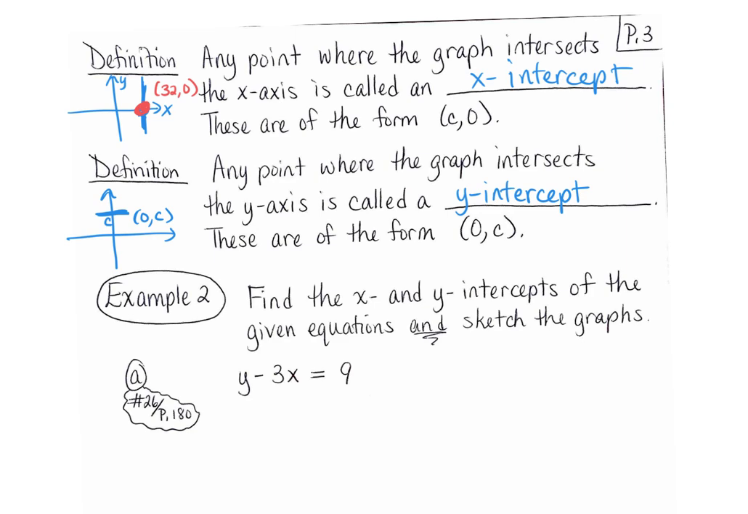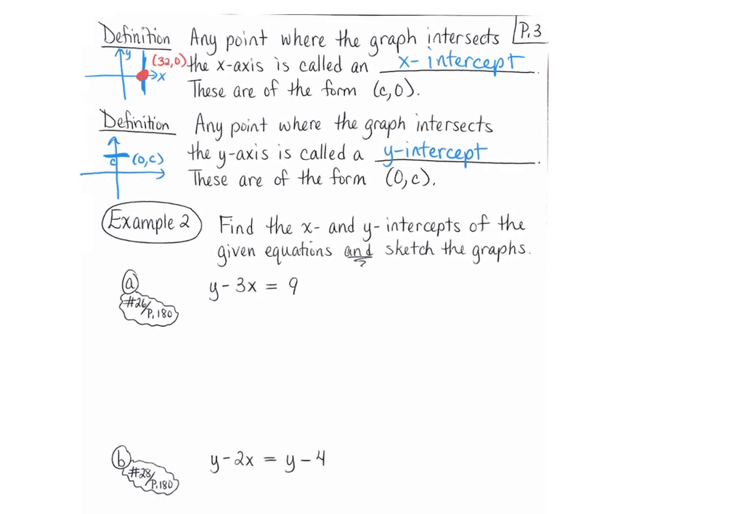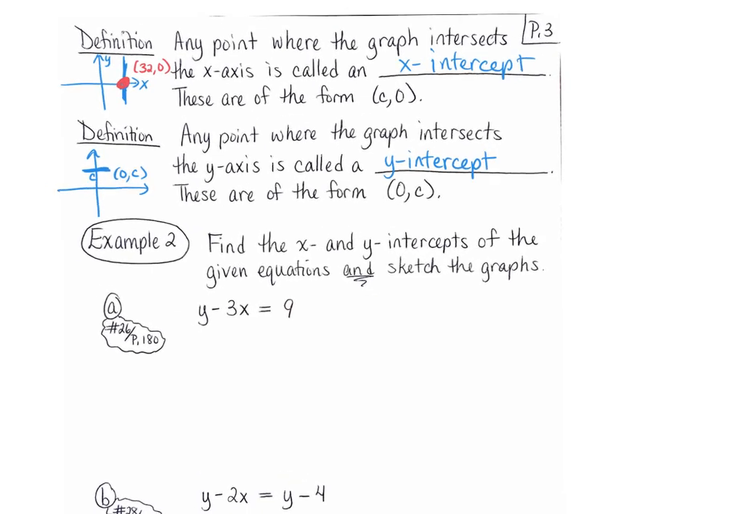So now we're going to find the x and y-intercepts of the given equations, and we're going to sketch the graphs. I see some writing. Do you need a second? Okay. Example 2. Before we begin, if we're finding the x-intercept, we know the y-coordinate is 0. If we're finding the y-intercept, what do we know? The x-coordinate is 0, yes?